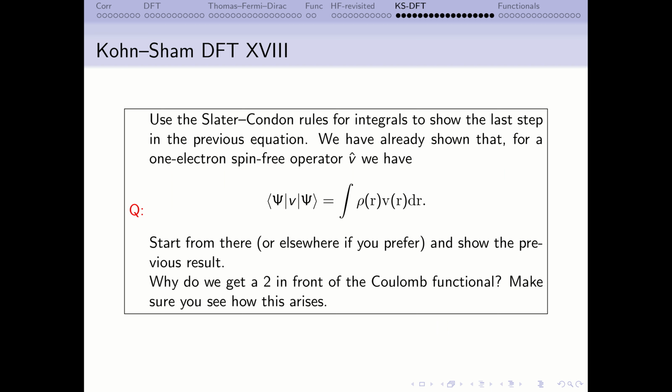This is a question which I've asked you before. If V is a one electron spin-free operator, then the matrix element of a single determinant with V is the density times V. Now please prove it for yourself.